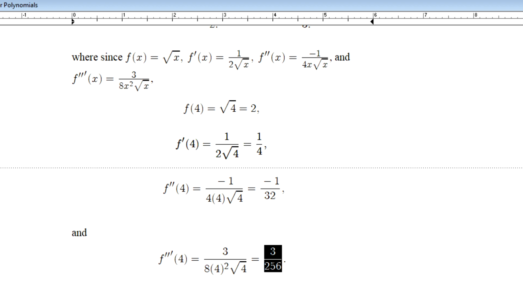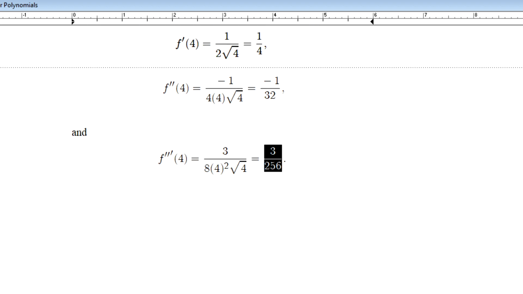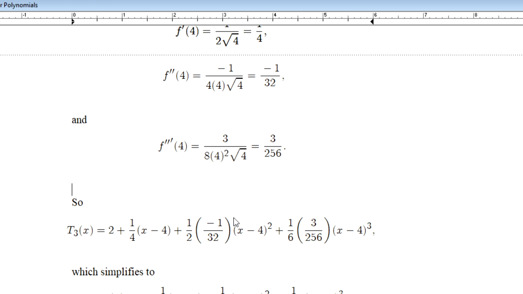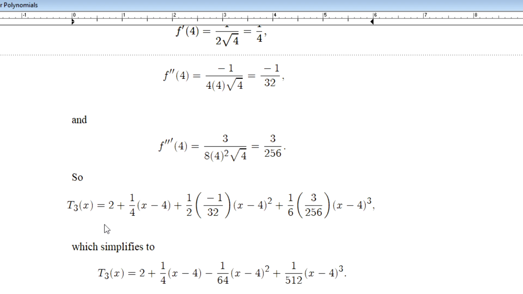If I take those values now and go back into my Taylor polynomial, the third degree Taylor polynomial, substituting those in, I will obtain this form here. All right? It would be 2 plus 1/4 times x minus 4 plus 1/2. Remember, that is 1 over 2 factorial times negative 1/32 times x minus 4 squared plus 1/6. Remember, 1/6 is 1 over 3 factorial times f's triple derivative at 4 times x minus 4 cubed.